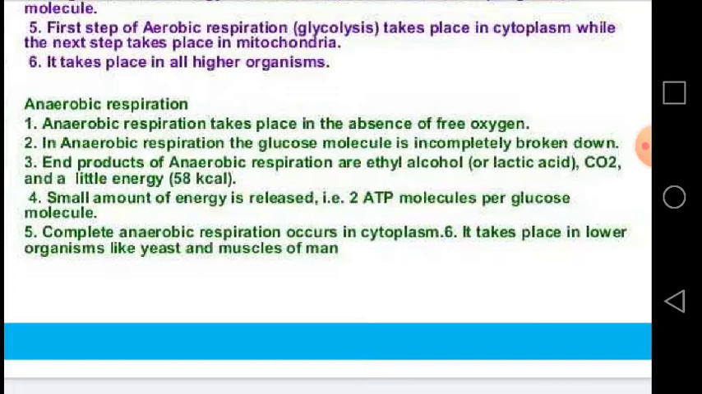Now we are moving towards anaerobic respiration, which doesn't require the presence of oxygen. It incompletely breaks down the glucose molecule to produce carbon dioxide in the case of alcoholic fermentation, or lactic acid in the case of lactic acid production, and a little amount of energy is produced. Only 2 ATP molecules per molecule of glucose are produced in anaerobic respiration, and this complete process is done in the cytoplasm, and this happens usually in the lower organisms and also in the muscles of man.